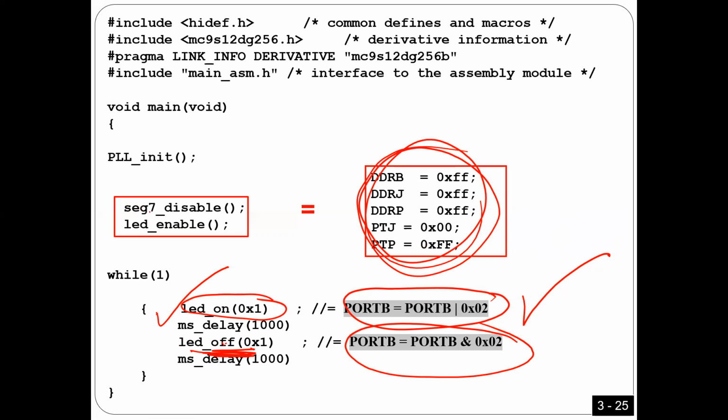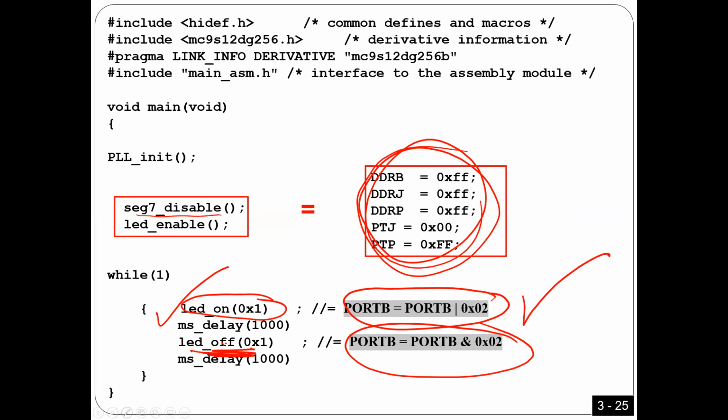One is called segment7_disable. This one is going to do the configuration, and it's going to disable the 7 segment. So this one is going to take care of the data direction register B, and also take care of this one. So it's going to disable the 7 segment, and then LED_enable.